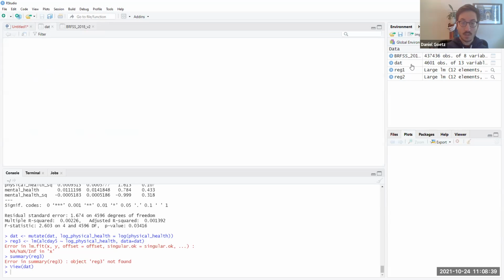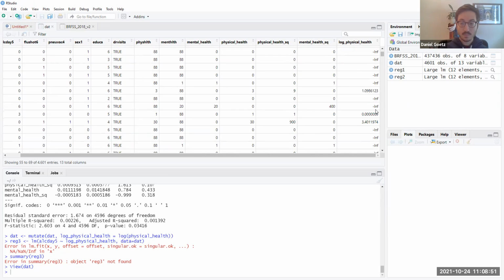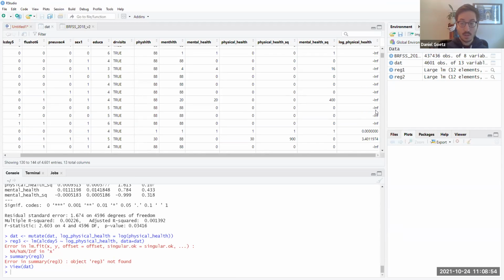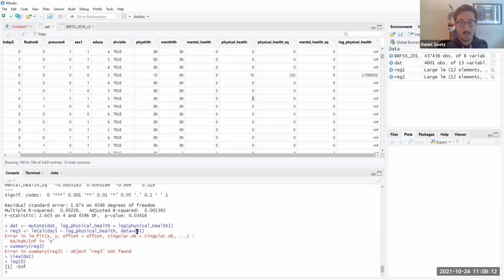So let's take a look at DAT. Log physical health. Okay, so we have a lot of weird numbers here. We have a lot of decimals, fine, but we have a lot of negative infinity. In fact, it's extremely frequent. You'll notice that for log physical health, every time physical health is equal to 0, we're going to get a negative infinity. And that's because, looking down in the console, the log of 0 is negative infinity. Okay. So logging a random variable that takes a lot of values of 0 is typically not a good idea.